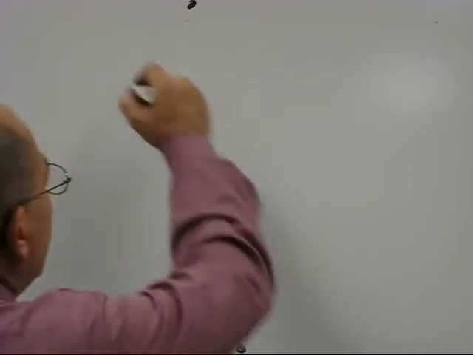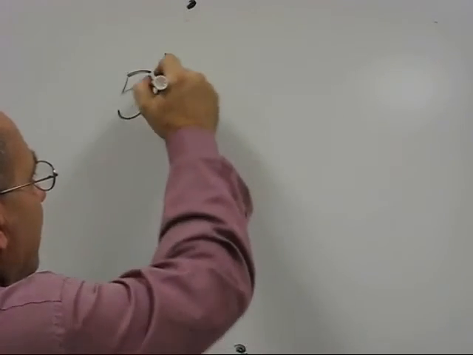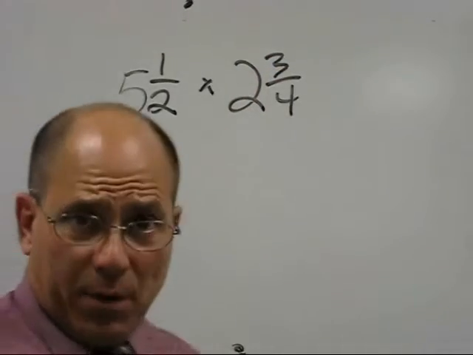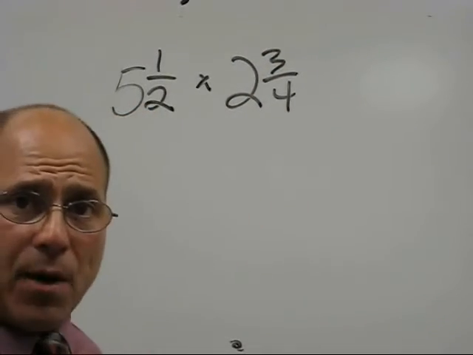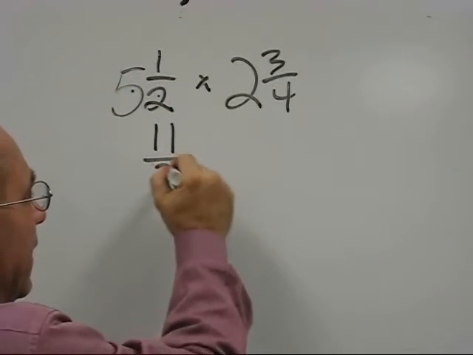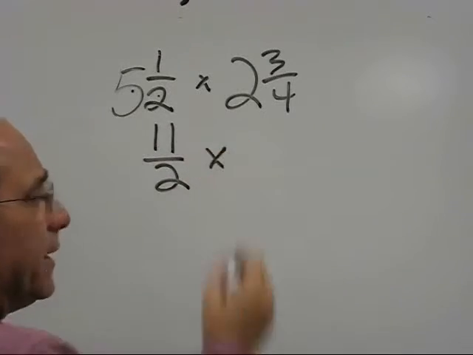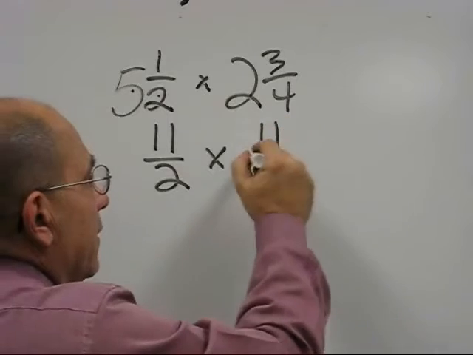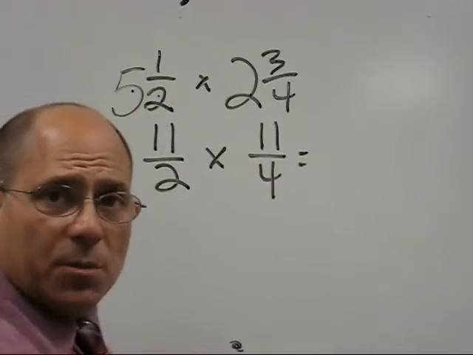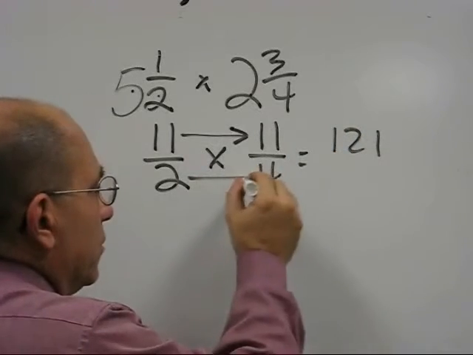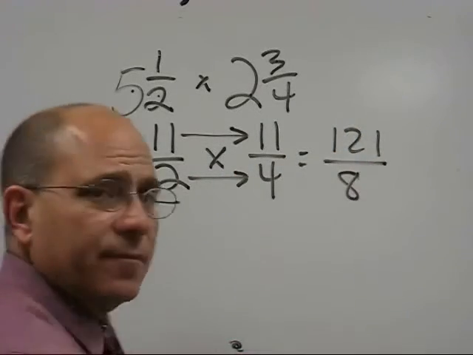So let's try one more, just so you can see this one more time. If you have, say, 5 1/2 times 2 3/4, and we're going to multiply these. First thing, improper fraction. So 2 times 5 is 10, and 1 more is 11/2. Multiplied times 4 times 2 is 8, and 3 more is 11/4. We multiply these now. 11 times 11 is 121, and 2 times 4 is 8.